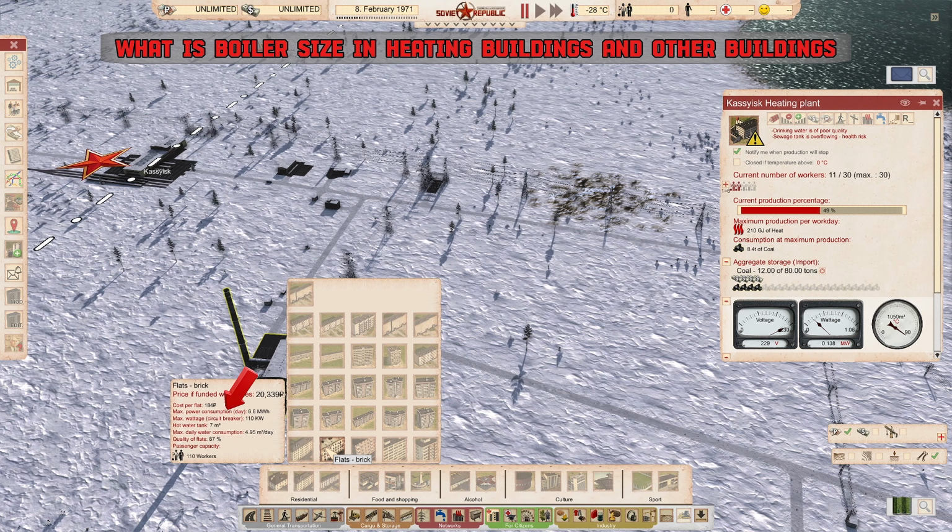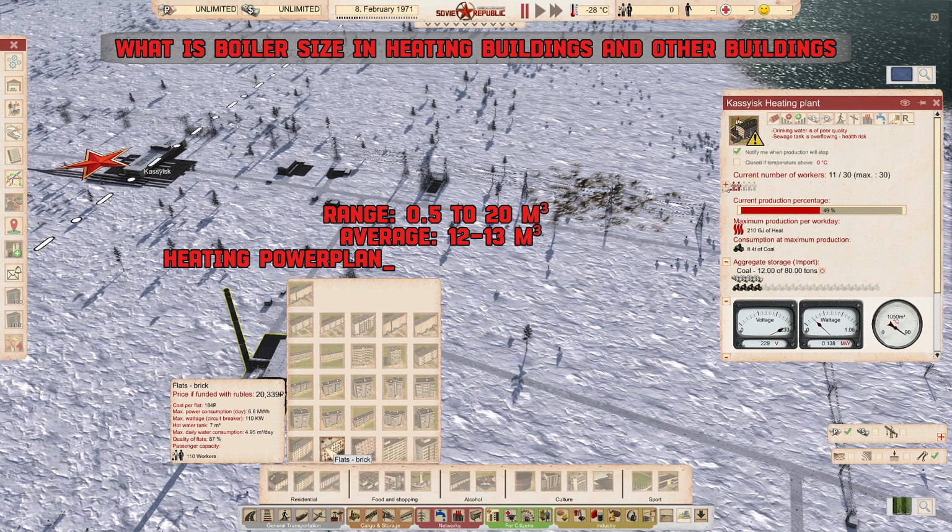Well, on each building that requires heating, you will notice a hot water tank value. This value is how much the building will suck up out of those 1050 cubic meters. As you can see, the flat brick consumes 7 cubic meters per day. It's at the hot water tank over here. This amount usually ranges from 0.5 cubic meters up to 20 cubic meters. If we take an average of the most popular buildings you're going to build, it's somewhere in the ballpark of 12 to 13 cubic meters.